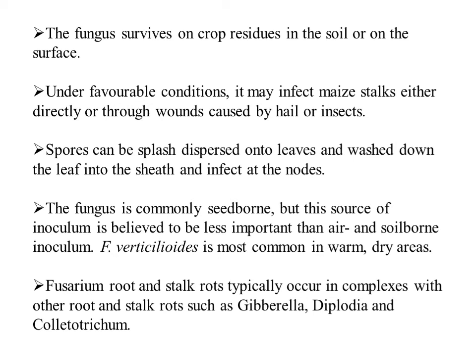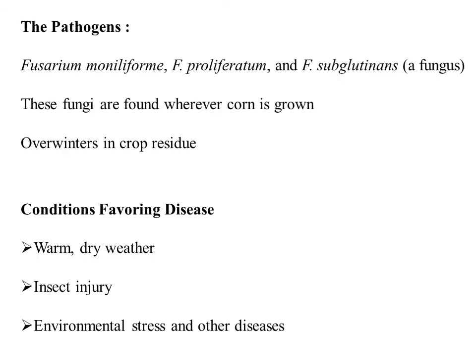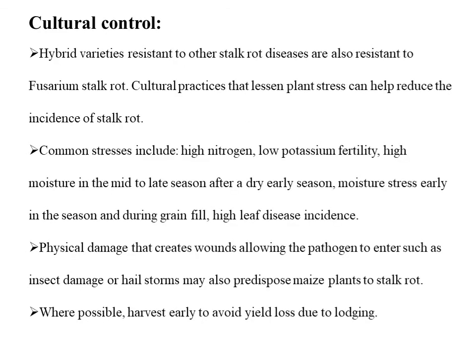Fusarium root and stalk rot typically occur in complexes with other root and stalk rots such as Gibberella, Diplodia and Colletotrichum. The Fusarium pathogens are Fusarium moniliforme, Fusarium proliferatum and Fusarium subglutinans. These fungi are found wherever corn is grown. Intense crop residue, dry weather, warm weather and insect injury cause more infection. Environmental stress and other diseases also increase the disease.